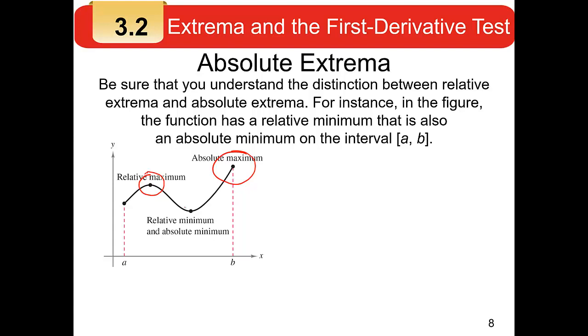On the other hand, if you look at this point, it is the lowest point on the curve regardless. So in the local area, it's the lowest, but over the entire interval from a to b, it's also the lowest. So that point would be a relative minimum, but it would also be an absolute minimum. Not only is it the lowest point locally, it's the lowest point globally over the entire interval from a to b. Think about those things and try to get that distinction down because it'll be helpful.